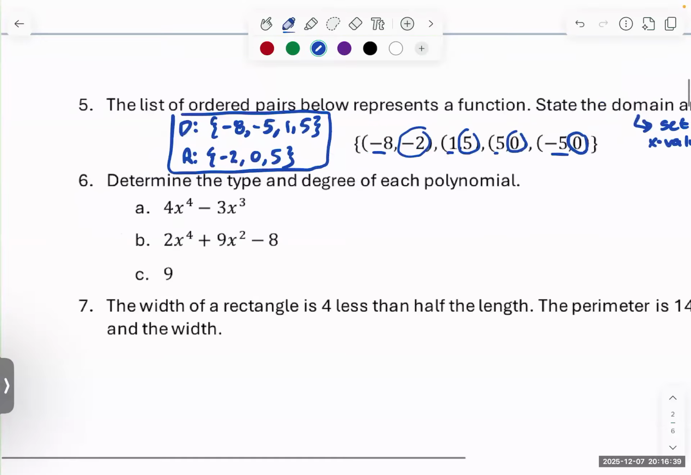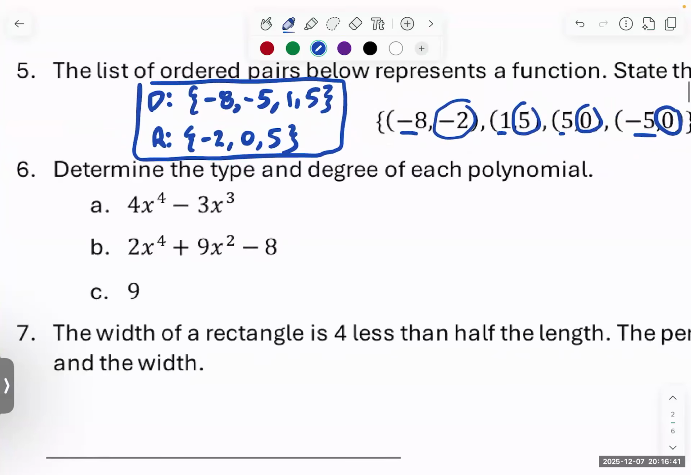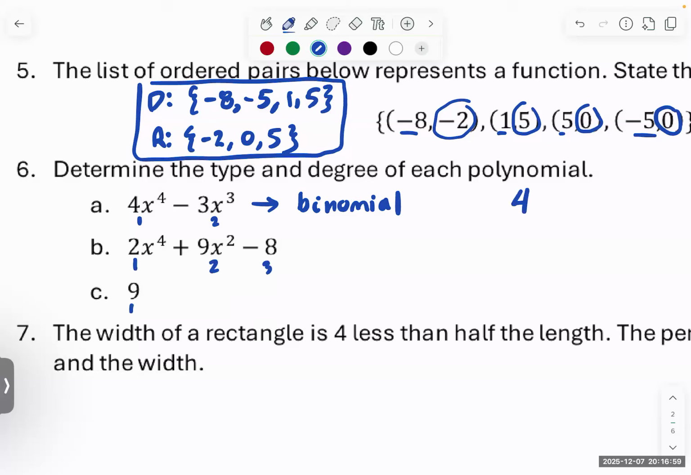Okay, determine the type and degree of each polynomial. So this one has 2 terms, so 1, 2. This is a binomial. And its highest degree is 4. This one is a trinomial because it has 3 terms. And the highest degree is 4. This one is a monomial with its highest degree being 0.